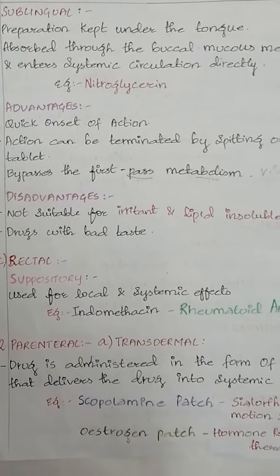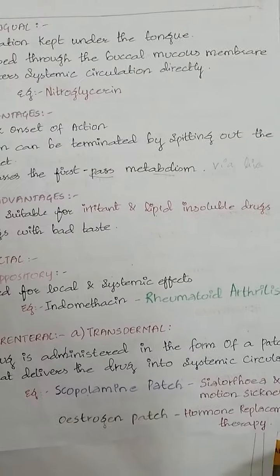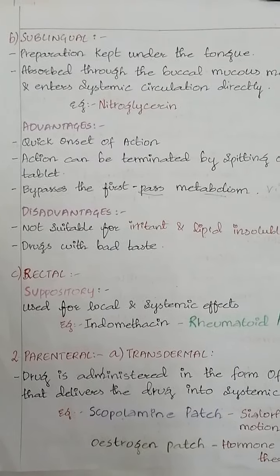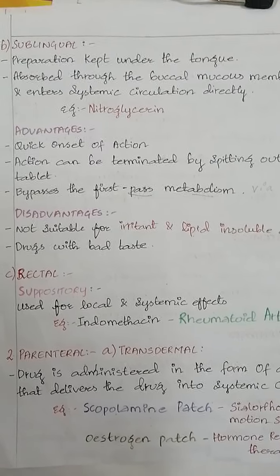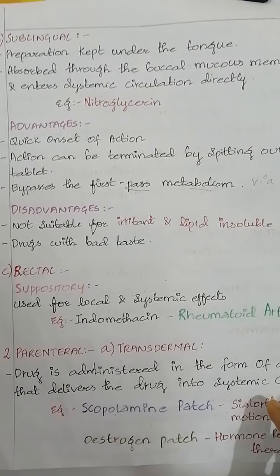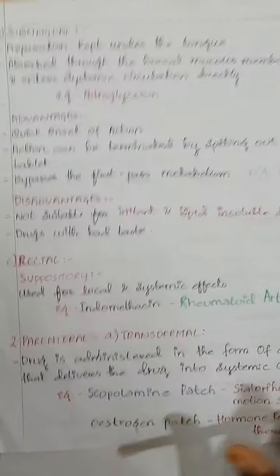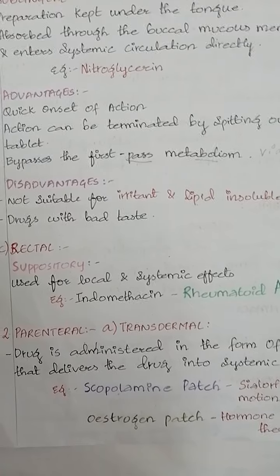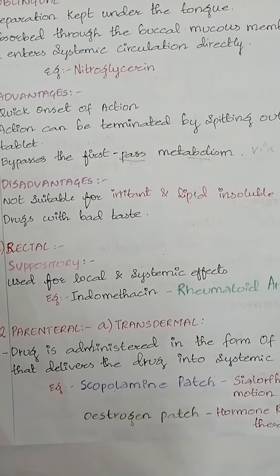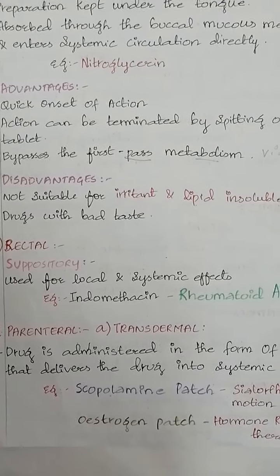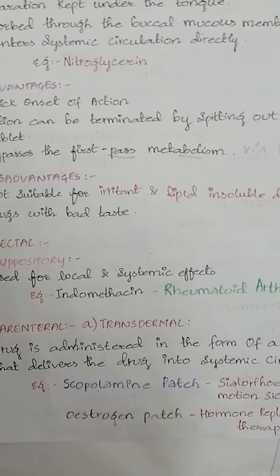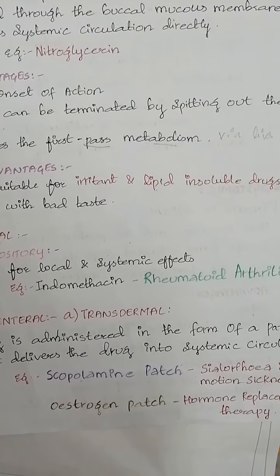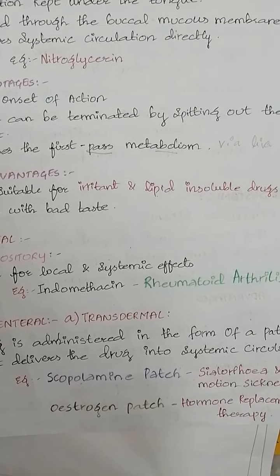Disadvantages: it is not suitable for irritants, lipid insoluble drugs, and drugs with a bad taste. Hope you all understood what the sublingual route means. Next, coming to the rectal route. In this we have suppositories. It is used for local and systemic effects. Example, indomethacin in rheumatoid arthritis.